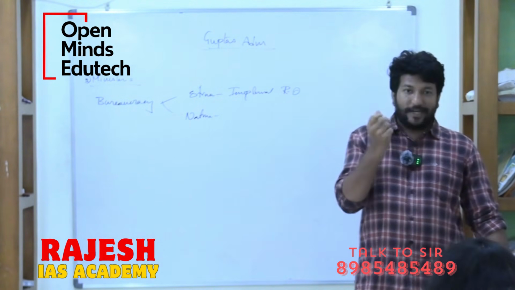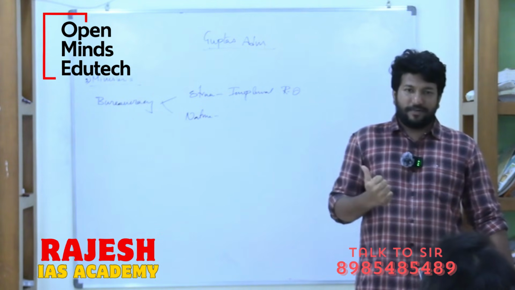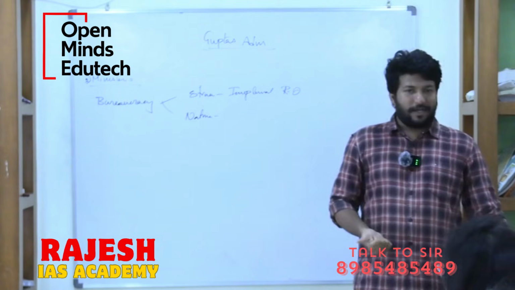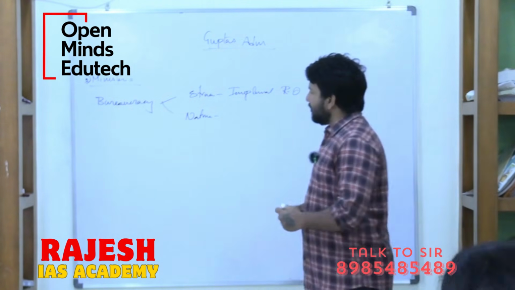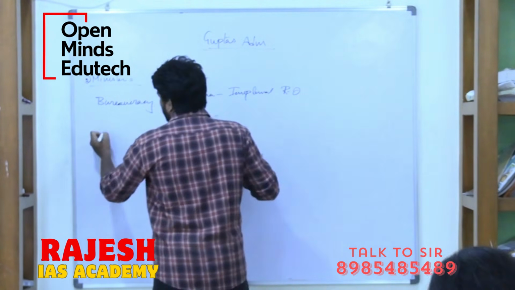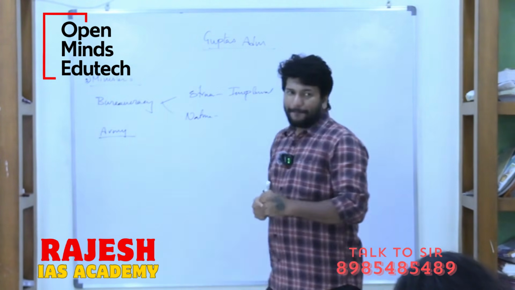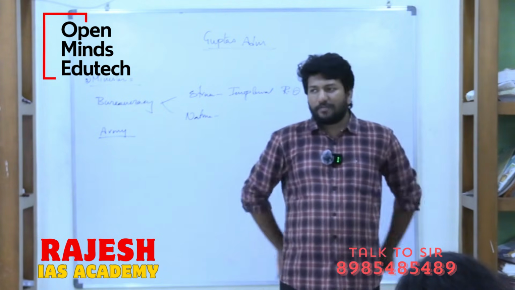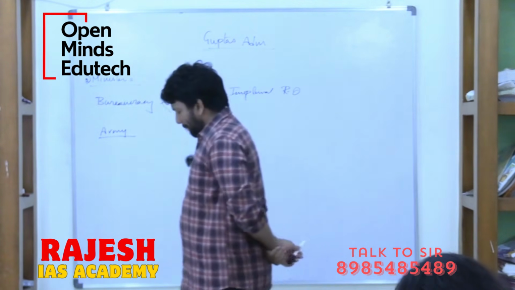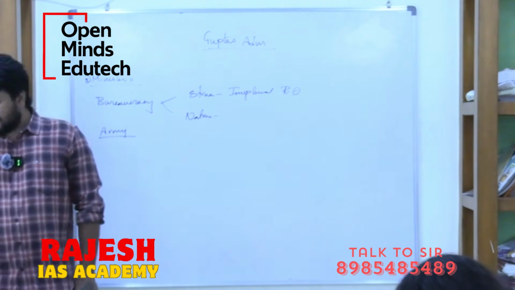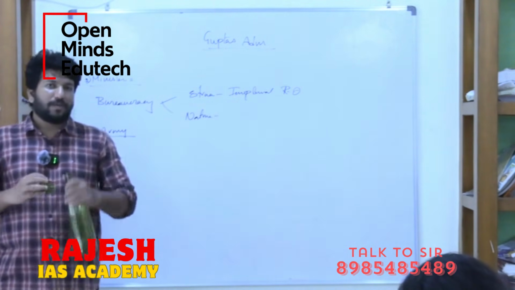In civils, we can expect the nature difference: are they highly centralized or decentralized? In that way they ask. Got it, right? After bureaucracy, next is army. First write Mauryans, army.